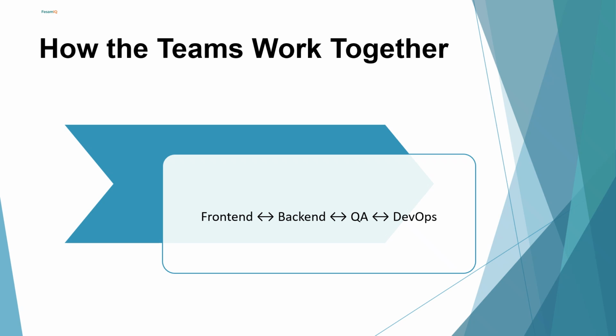You can think of it like building a house. The front end is the paint and decor. The back end is the plumbing and electricity. The QA inspects the house, and DevOps ensures the doors and windows work smoothly every day.